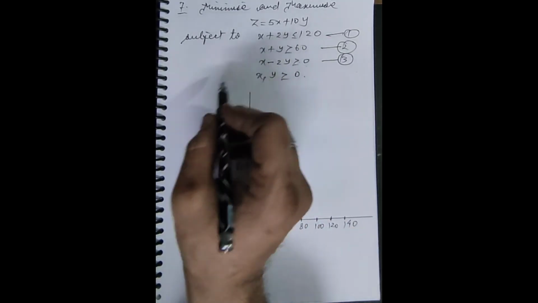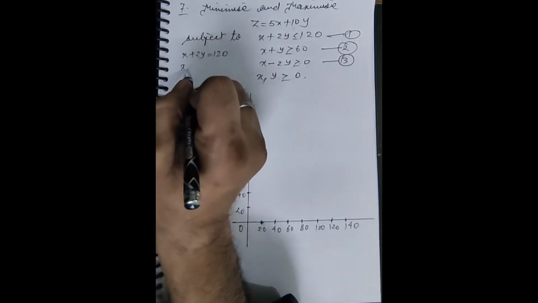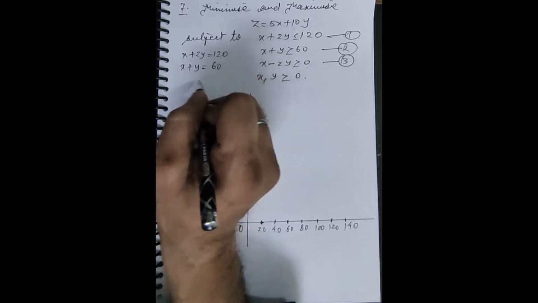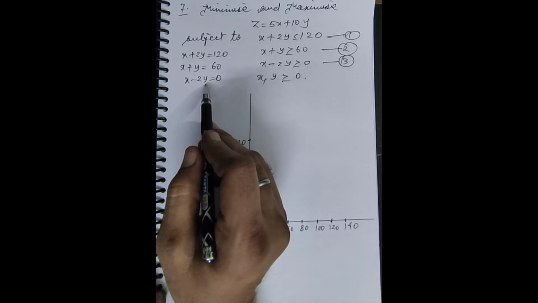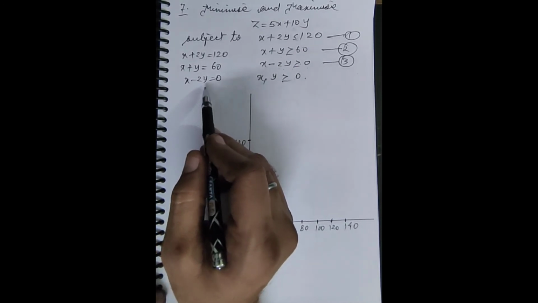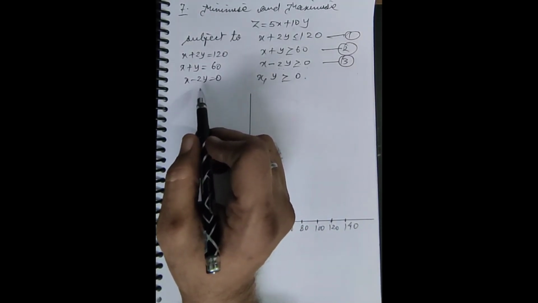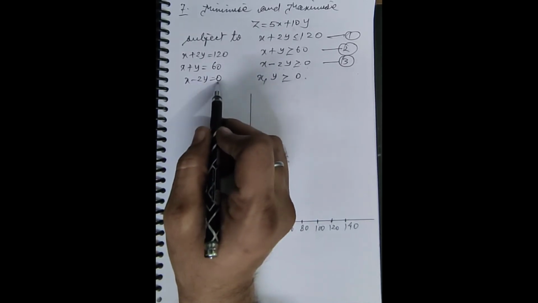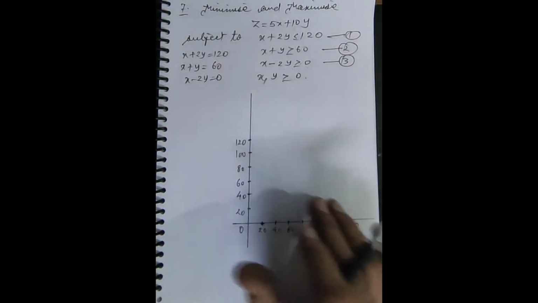So we can write the corresponding straight lines as x plus 2y equal to 120, x plus y equal to 60, and x minus 2y equal to 0. As a constant is not available, this line always passes through the origin, first quadrant and third quadrant, as we can write this as x equal to 2y. For the plotting of x and y, I have taken the scale of 20 on both sides, x and y axis.